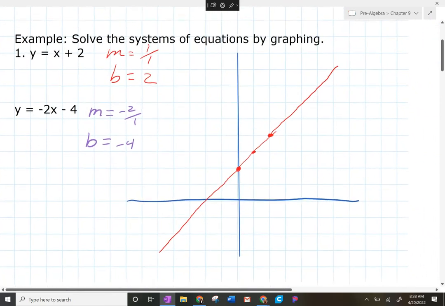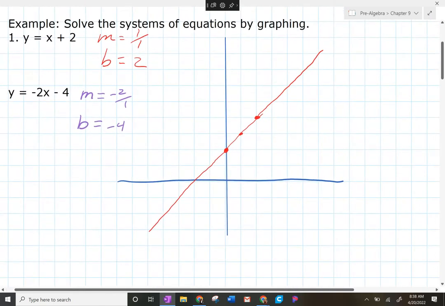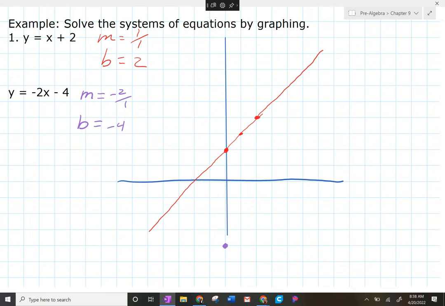Okay, so for this one, I'm going to make my very first point at negative 4. So I go down 1, down 2, down 3. My very first point is right there. My slope is going to be negative 2 over 1, meaning I can go down 2 and to the right 1. So down 2, to the right 1.